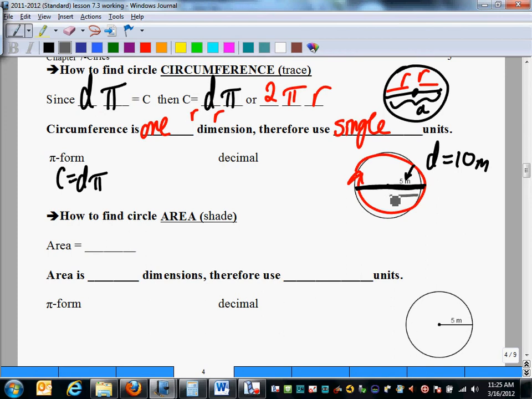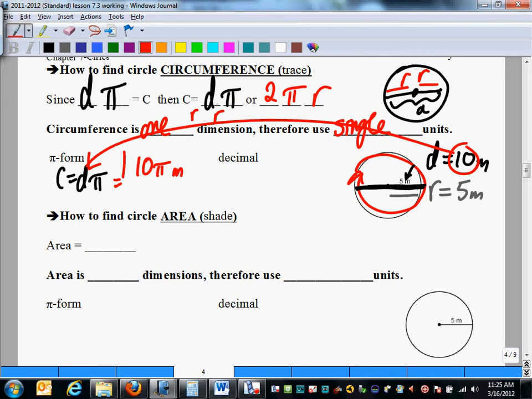Okay, your radius from center to edge. Radius, out loud, 5 meters. Good call. Now we come over here. I'm going to circle the 10, bring it over right here. So I could say my circumference here is 10 pi meters. Done. That's called pi form. I actually prefer that. Instead of working it out, yes.